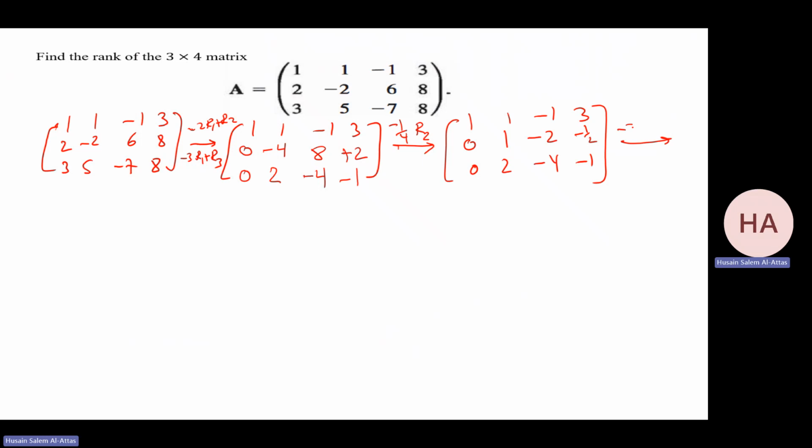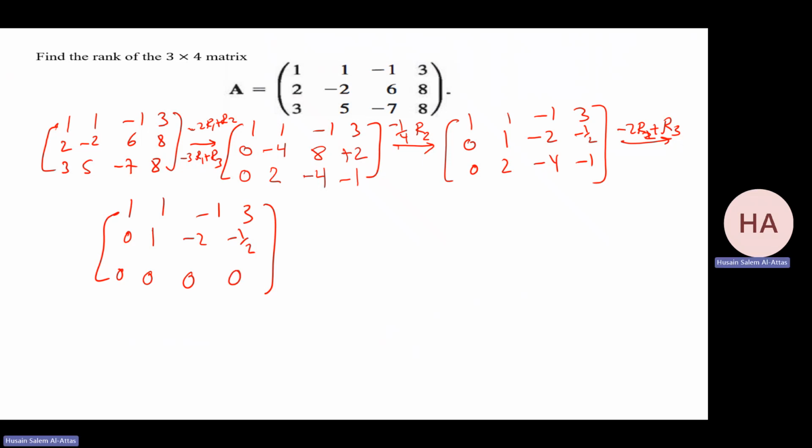Now multiply the second row by minus 2 and add it to the third row. You'll get what? 1, 1, minus 1, 3. I have 0, 1, minus 2, minus half. This is 0. So I have minus 2 and add, that will be 0. Minus 2 times minus 2 plus 4, that will be 0. Minus 2 times minus half, that will be 1, that will be 0.